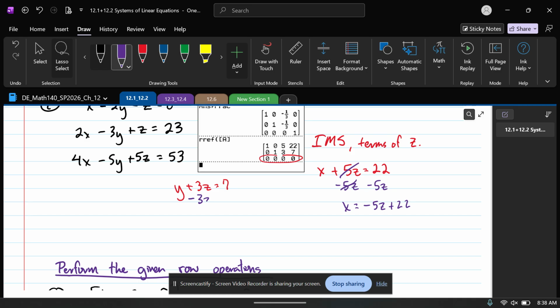For the y, I want the answers to have z's in it, so I'm going to get y by itself. So subtract 3z. y is equal to negative 3z plus 7. The ordered triple then looks like this: negative 5z plus 22, negative 3z plus 7, and then the z spot's just a z.